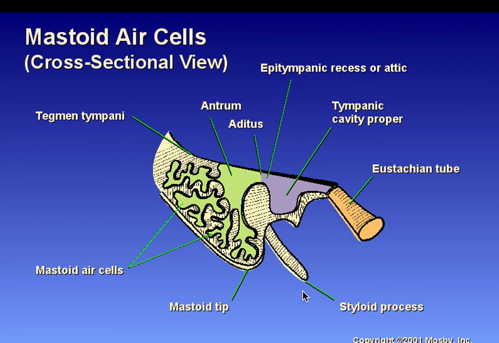So your mastoid air cells, it's a cross-section of your mastoid air cells. Your eustachian tube, review what your eustachian tube is and what it does. Your styloid process, your mastoid tip, your mastoid air cells right here that we're very familiar with. The antrum, the aditus is in between and lies next to it. So it's in between the antrum and right before the tympanic recess or the attic, okay? And then you have the tympanic cavity proper, okay? So the way this bone comes up, that narrow place is the aditus, okay?